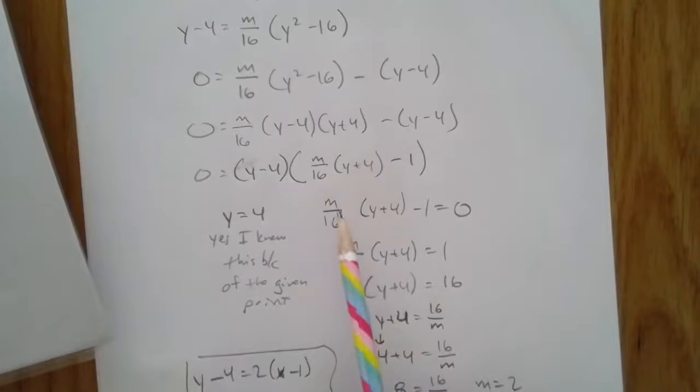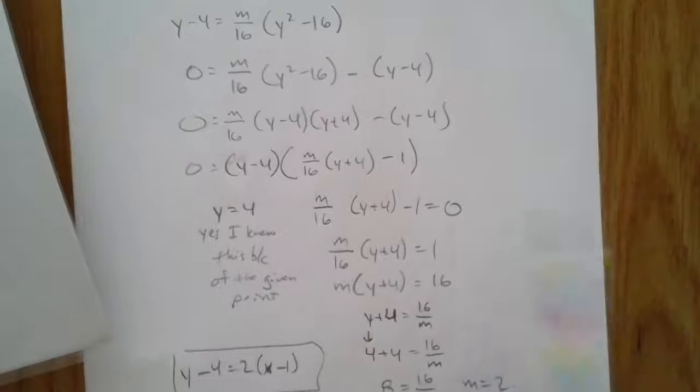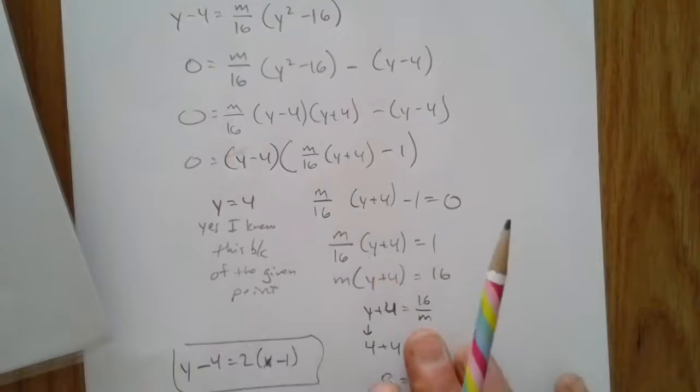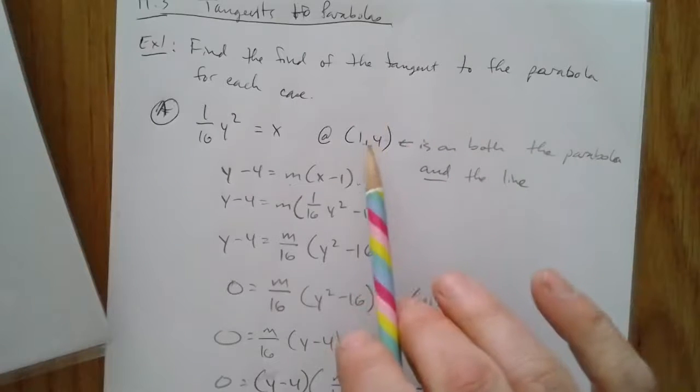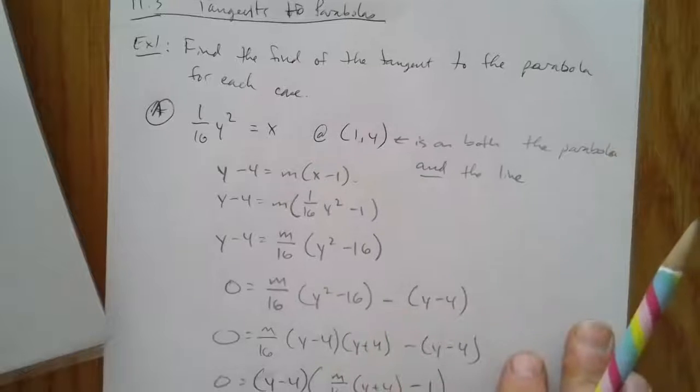We're just trying to figure out what the m value is, so we worked on this one. We basically moved things around for ourselves. And then we said, hey, wait, I know what the y value needs to be. The y value must be 4. How do I know it has to be 4? Because it told me that the point must pass through the 1, 4.